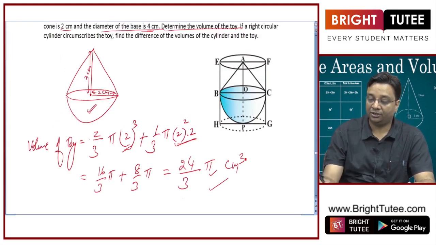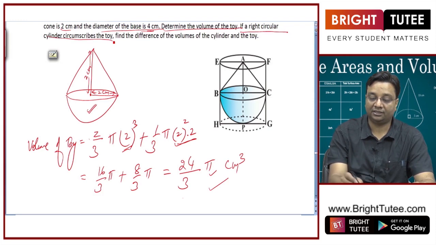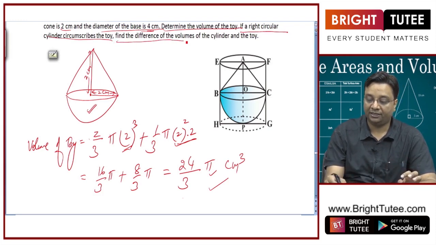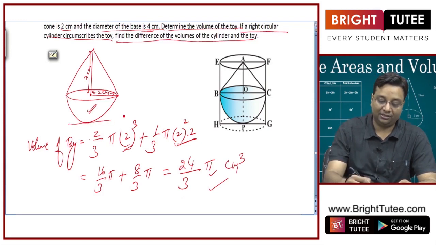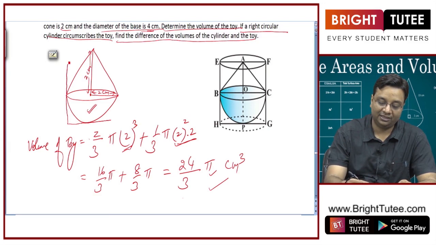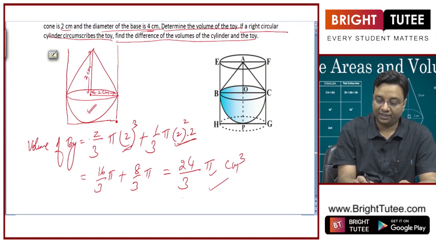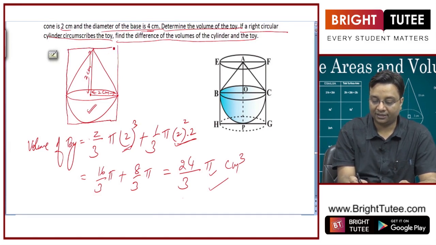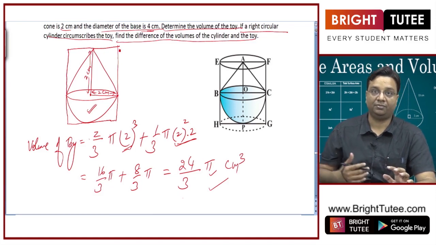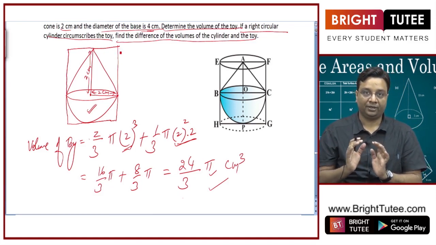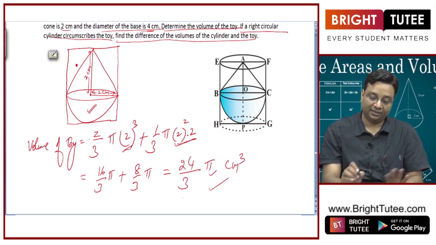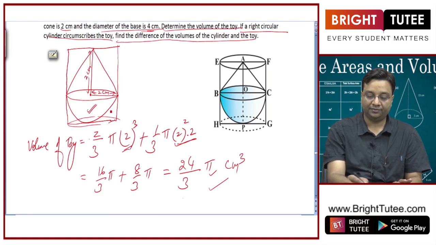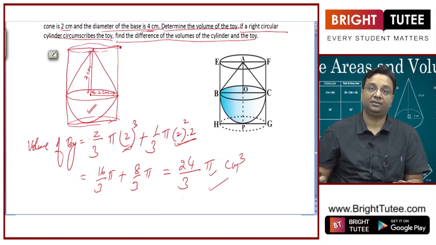Now there is another part of this question which says, if the right circular cylinder circumscribes this toy, find the difference of volumes of cylinder and toy. So there is a cylinder which circumscribes it. Circumscribing means it is touching the toy from every side. It is touching exactly this toy. Otherwise, you can take a bigger cylinder also, but no, you have to take this size of the cylinder. So this is the cylinder that has circumscribed this toy.